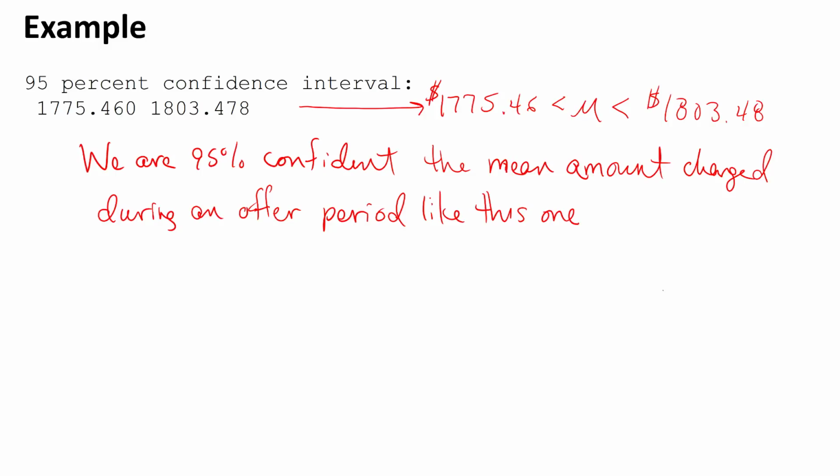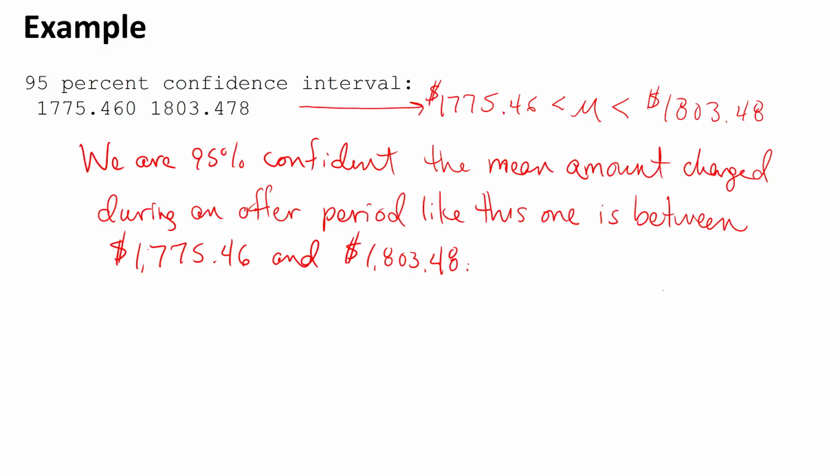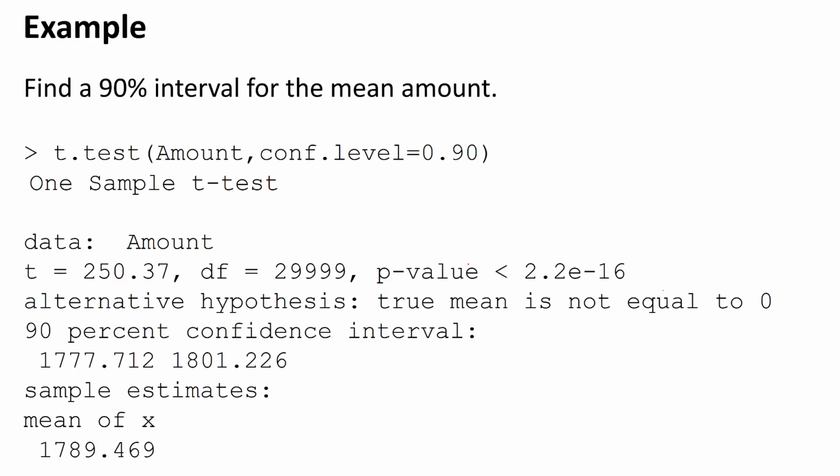Make sure you don't talk about the sample mean. That's what we use to get our confidence interval. We're making our inference about the population mean. So we're 95% confident the mean amount charged during an offer period like this one is between $1,775.46 and $1,803.48. And that is a confidence interval. Now I know you learned this previously, but it's just kind of a quick review, making sure that we're all on the same page.